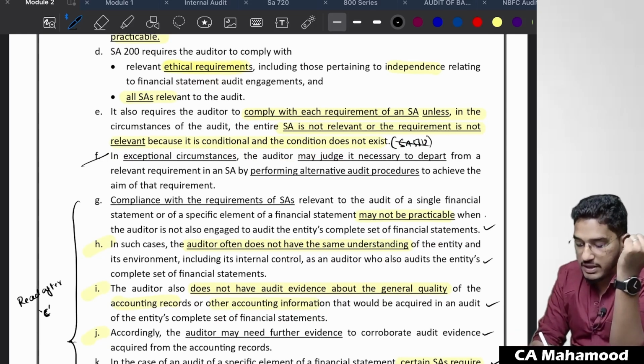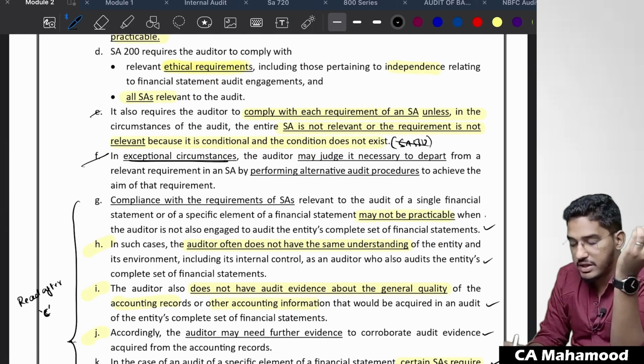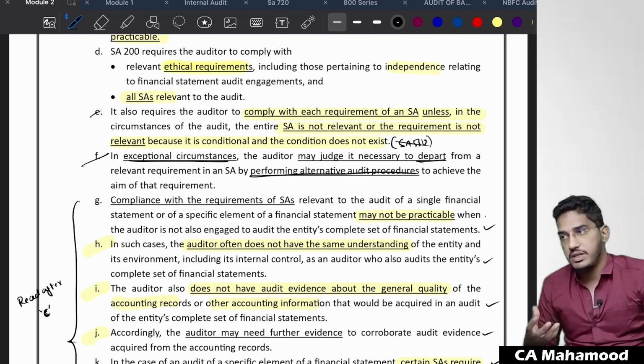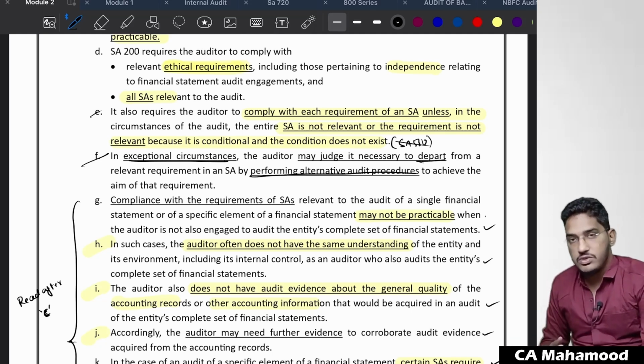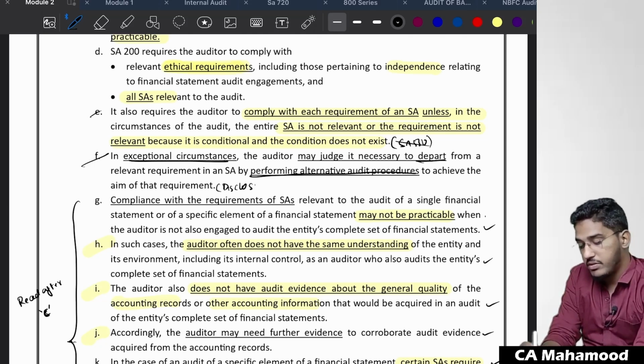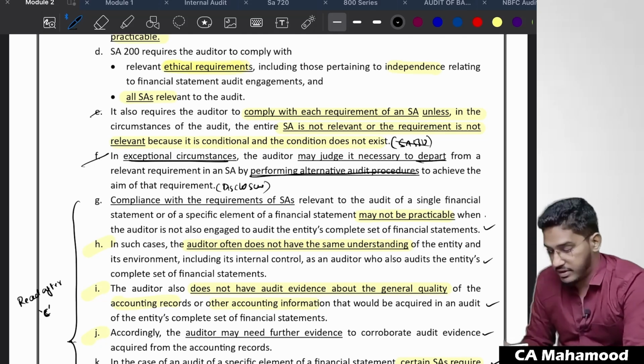And this point also we have covered in SA 850. In some exceptional circumstances, the auditor may judge it necessary to depart from the relevant requirements in a standard by performing alternative audit procedures. So in some exceptional circumstances, you might not be able to fulfill the requirements of the standards. In those cases, you think of some alternative audit procedures and achieve that objective. But in those cases, as I already mentioned, if you are departing from the requirements of an SA, disclosure in the audit report will be required. You need to give a disclosure in the auditor's report.